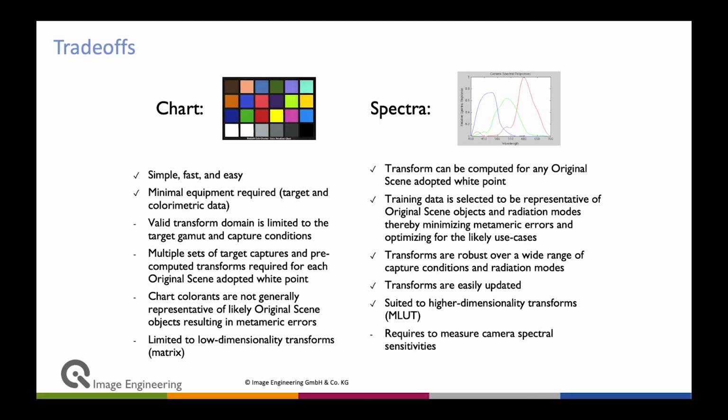So what are the trade-offs? The chart-based approach, yes, it is simple, fast, and easy. You need a color checker or a color target, some lighting, and you can do that. For a simple approach and academia and so on, you can do that. But of course, if you want to create a high-end device or a proper device, that might not be suitable, because how you create your transform is basically limited to the gamut of the target that you used and to the capture conditions.